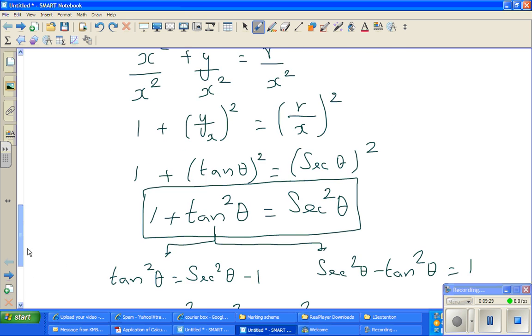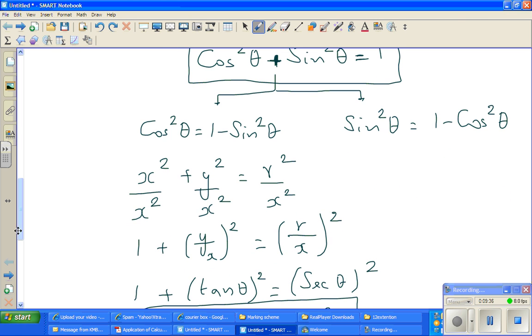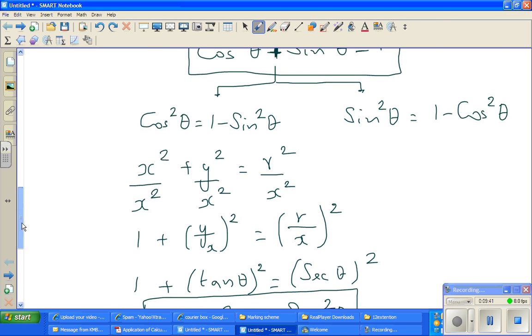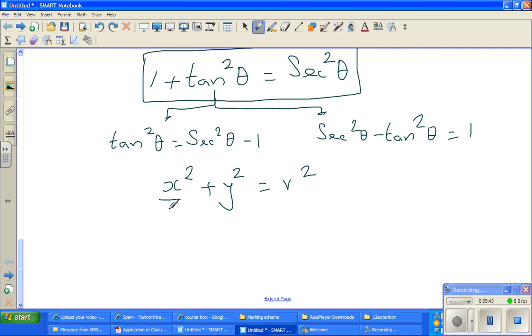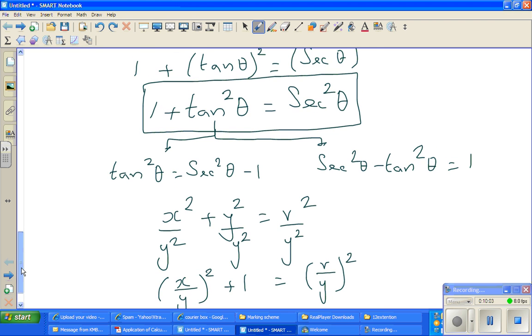Now, finally, let me rewrite again x squared plus y squared is equal to r squared. Let me take you back. In the first proof, I divided by r squared. In the second, I divided by x squared. Now, what should I divide by? Yes, if you're thinking y squared, you're right. So I'm going to divide all by y squared. So this is x over y the whole squared plus 1 is equal to r over y the whole squared.